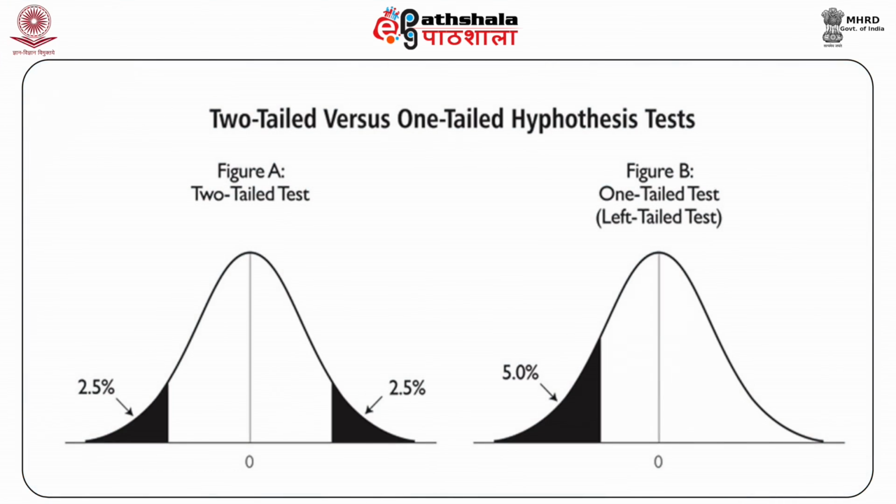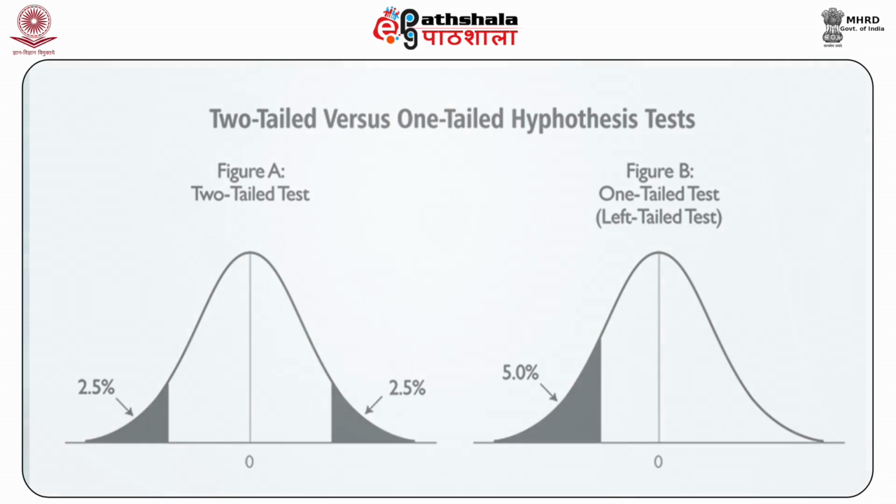The image talks about the two-tailed versus one-tailed hypothesis tests. We can see how the region of acceptance and rejection are distributed for one-tailed and two-tailed hypothesis.